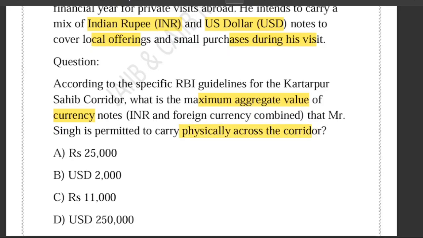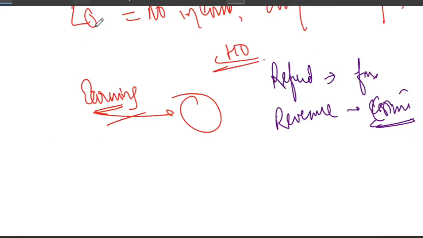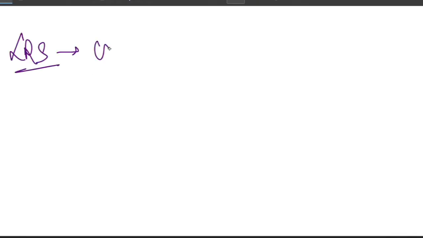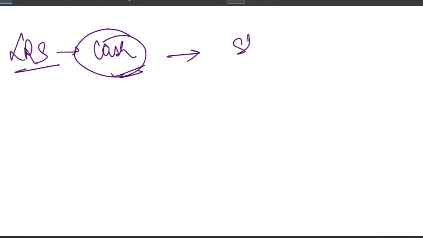So how much currency can Mr. Gurdeep physically carry while traveling through the Kartarpur Sahib corridor? Let's break it down in the simplest way possible. He wants to go to Gurudwara Darbar Sahib Kartarpur using the corridor. He knows about LRS, which allows how much? 2.5 lakh dollars per financial year. But that has nothing to do with how much cash he can physically carry, right? The corridor has a special rule.